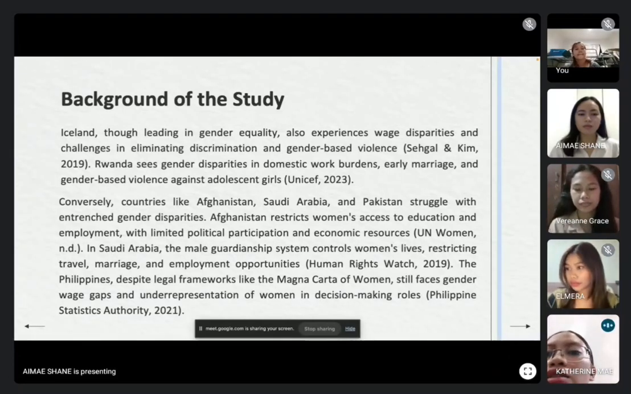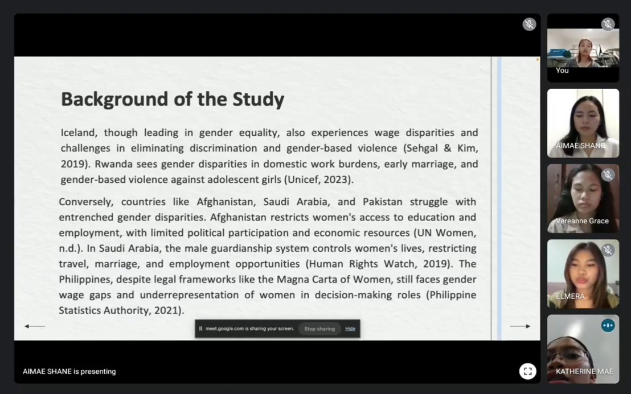So in Saudi Arabia, too, the male guardianship system controls women's lives, restricting travel, marriage, and employment opportunities. So the Philippines, despite legal frameworks like the Magna Carta of Women, still faces gender wage gaps and underrepresentation of women in decision-making roles.